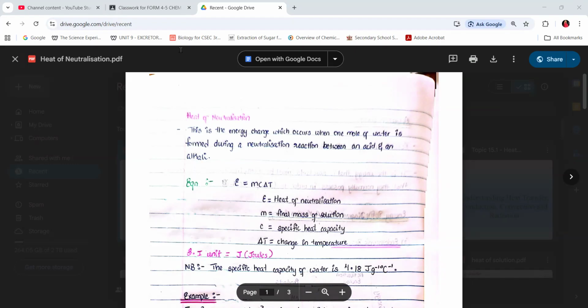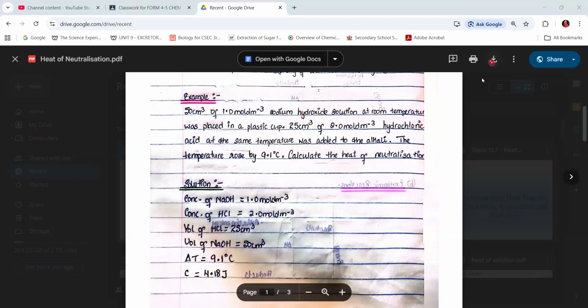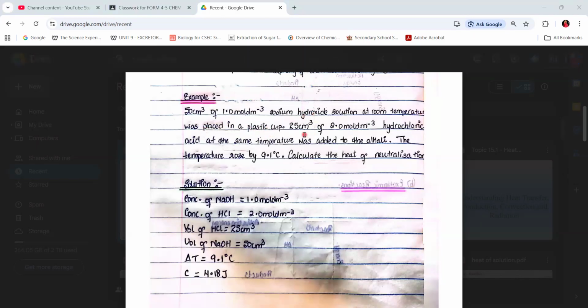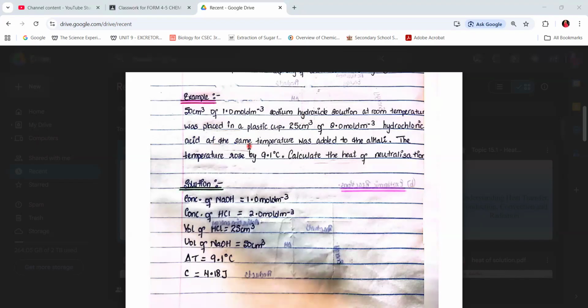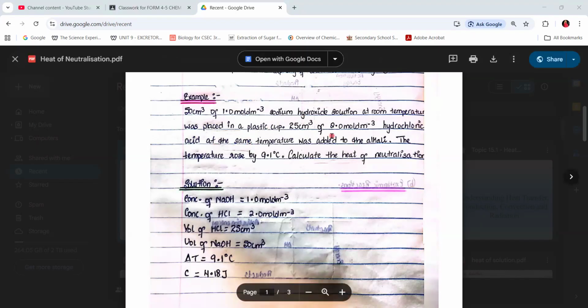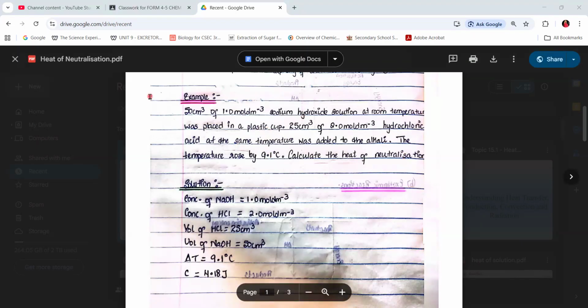Right, are you ready? So let me go. Example: 50 cm cube of 1 mole per dm cube of sodium hydroxide at room temperature was placed in a plastic cup. 25 cm cubes of 2 moles per dm cube hydrochloric acid at the same temperature is added to the alkali. The temperature rose by 9.1 degrees Celsius. They want you to calculate the heat of neutralization.